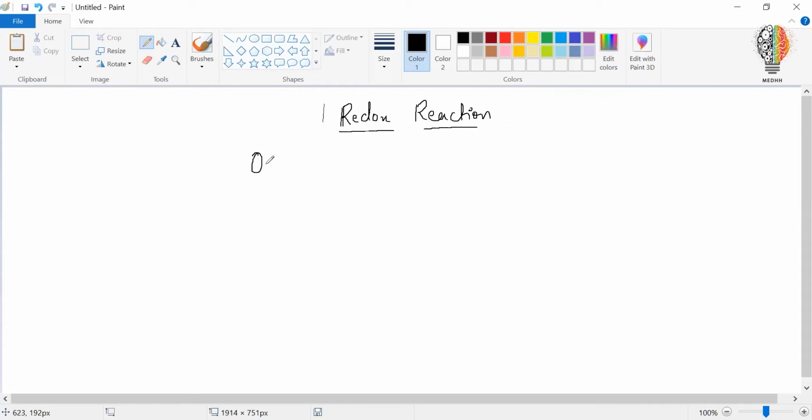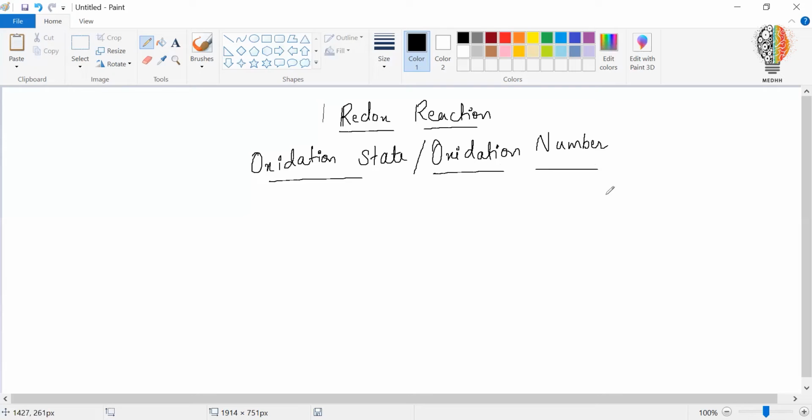So let us put the first heading, that is oxidation state, or oxidation number. Now I will not take much time to explain this because my major portion is to teach you the balancing of the reaction, because that is the part where students find it difficult, and majorly those types of questions are asked in the examination, right? So let us first talk about what this oxidation state or oxidation number is.